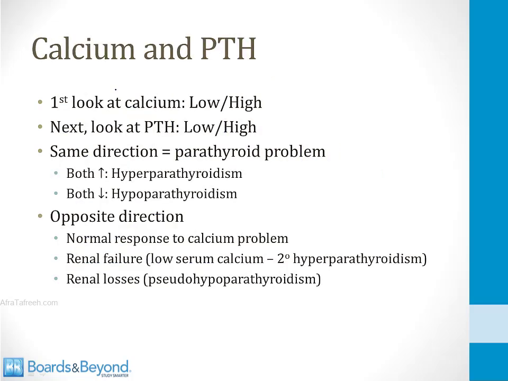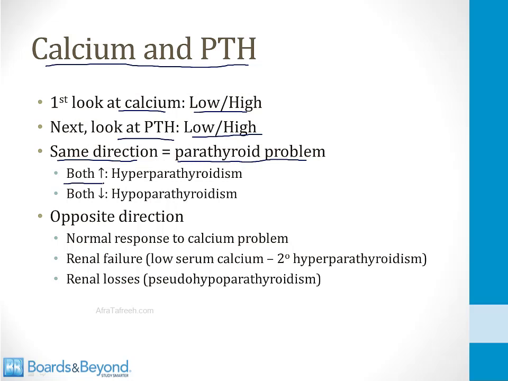Let me leave you with a couple of tips for how to approach problems involving serum calcium and parathyroid hormone levels. The first step is to look at the serum calcium level and decide whether it's low or high. The second step is to look at the PTH level and decide whether it is low or high. If they are both in the same direction, meaning both are increased or both are decreased, this means there's a problem with the parathyroid gland. If both the calcium and the PTH level are high, you have hyperparathyroidism. If both levels are low, you have hypoparathyroidism.